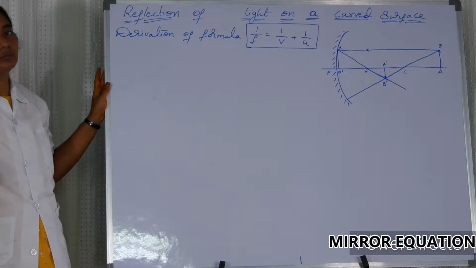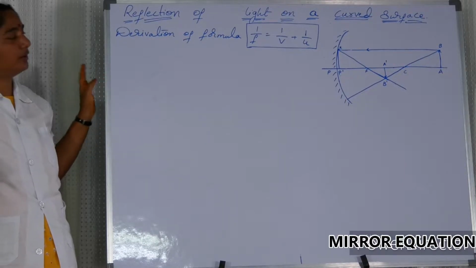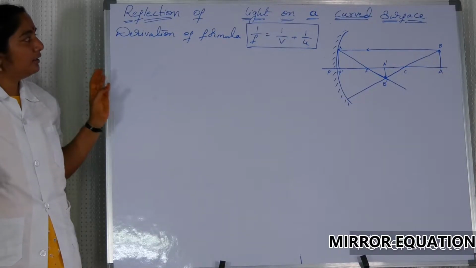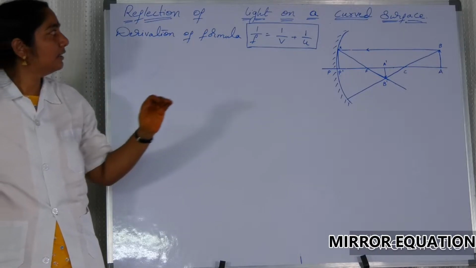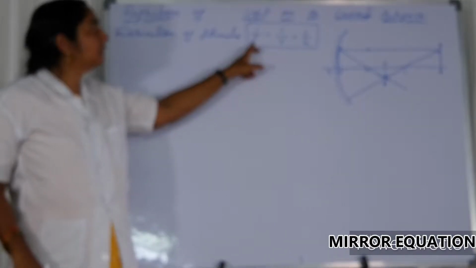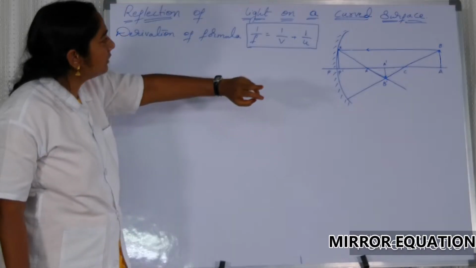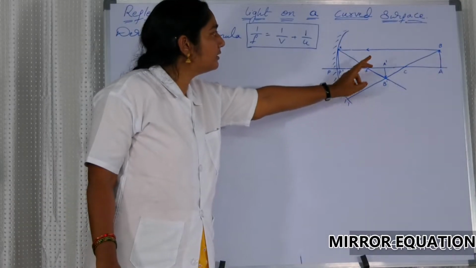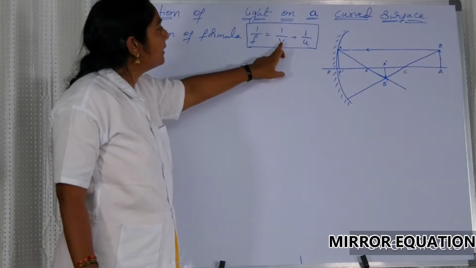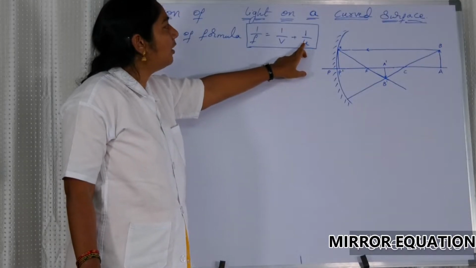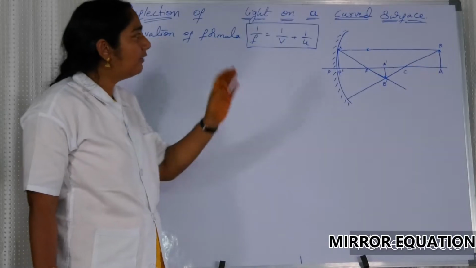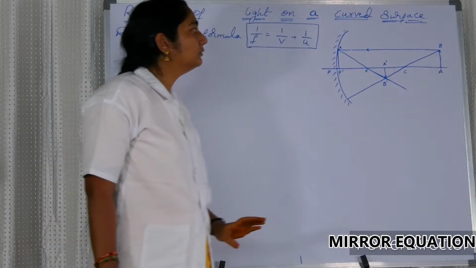v plus 1 by u. Let us see the derivation of this formula. Here already we have discussed that f is the focal length, that is the distance between the pole and the principal focus. V is the image distance, u is the object distance. Every distance is measured from the pole.